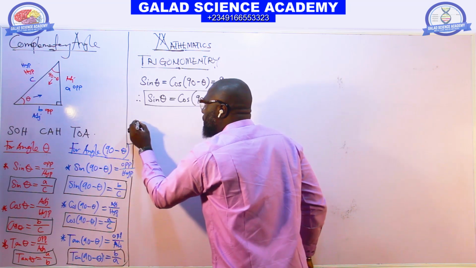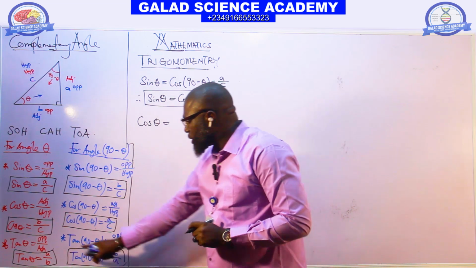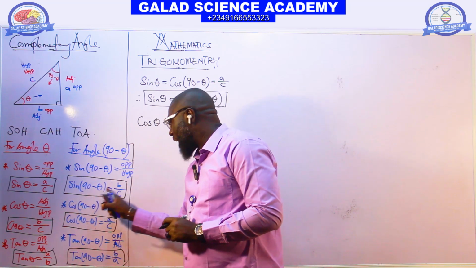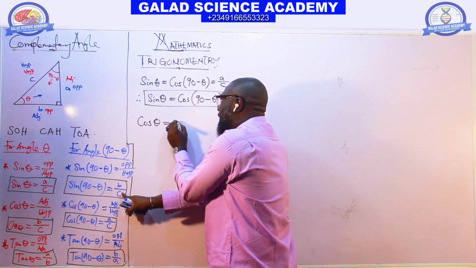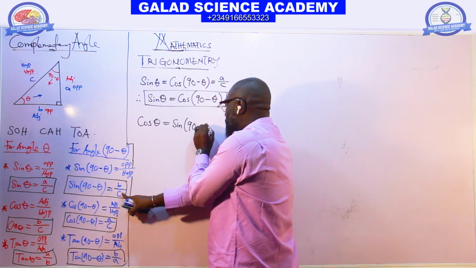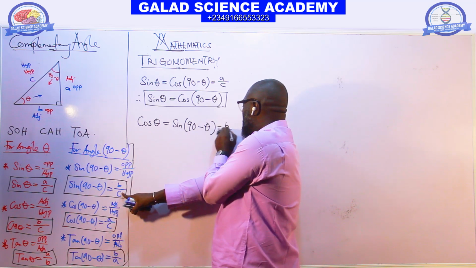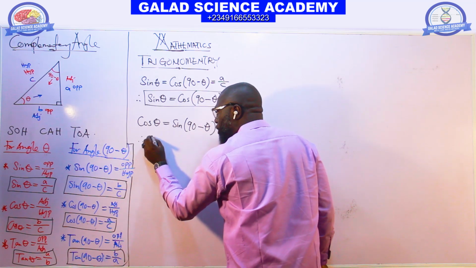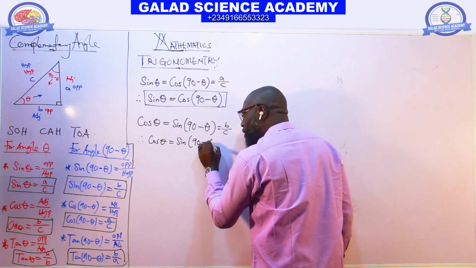So for the second one, let us look at cos. My cos of theta is equal to B over C. Here, only sine 90 minus theta gives me B over C. Therefore, cos theta is equal to sine 90 minus theta, which is equal to B over C. Good. Therefore cos theta is sine of the angle 90 minus theta.